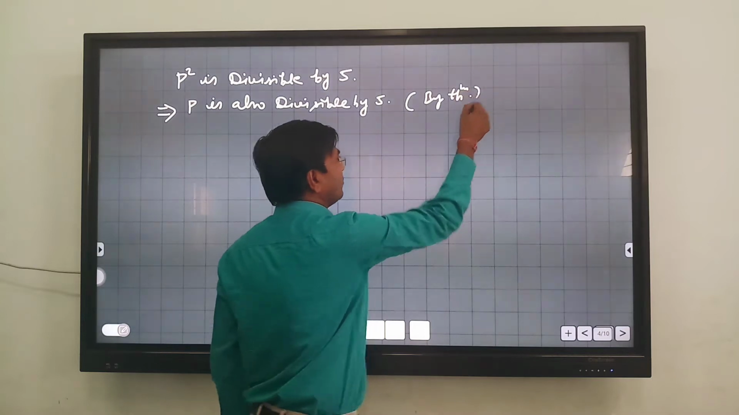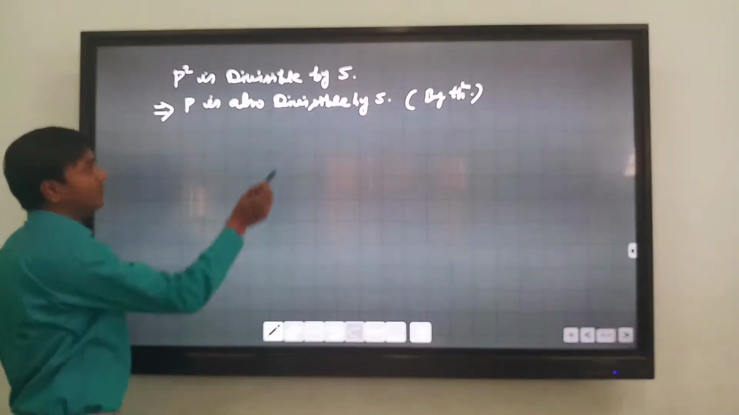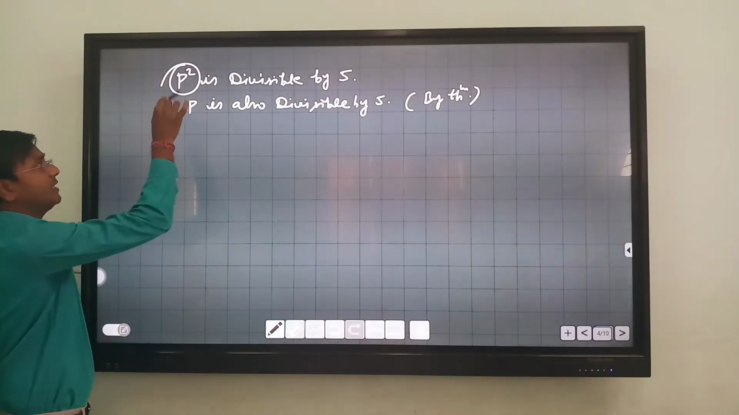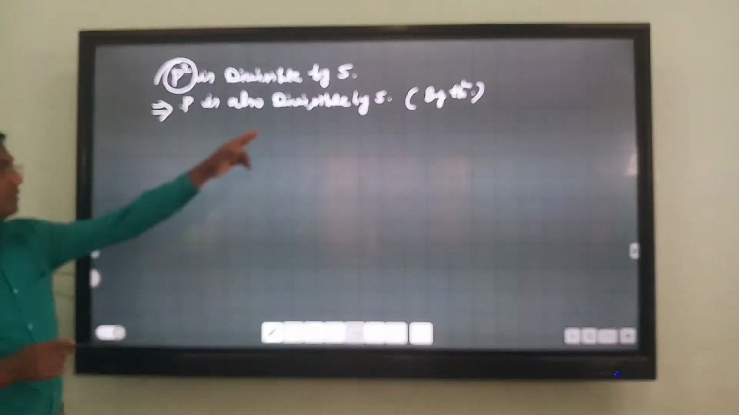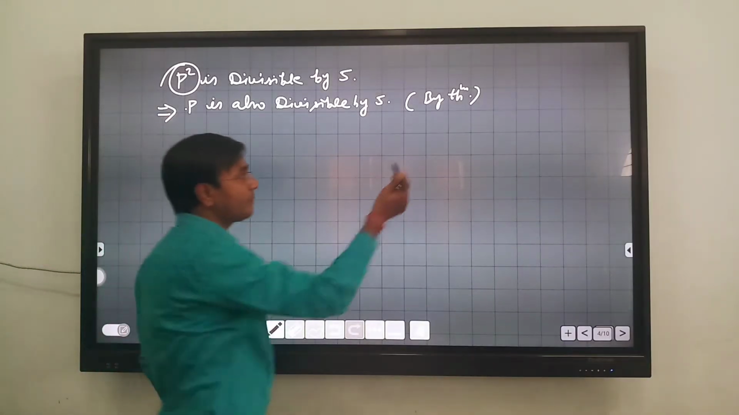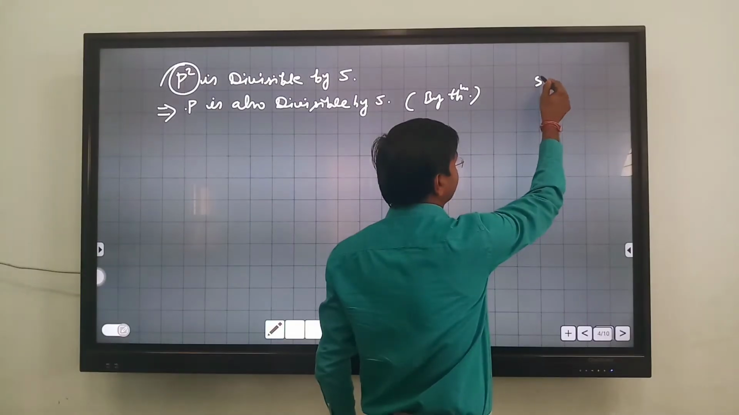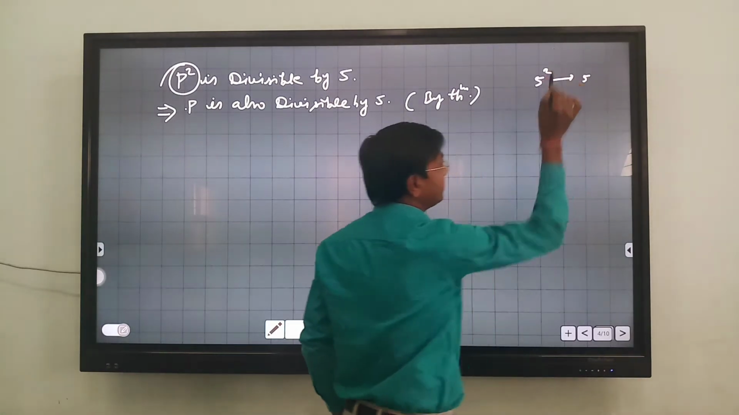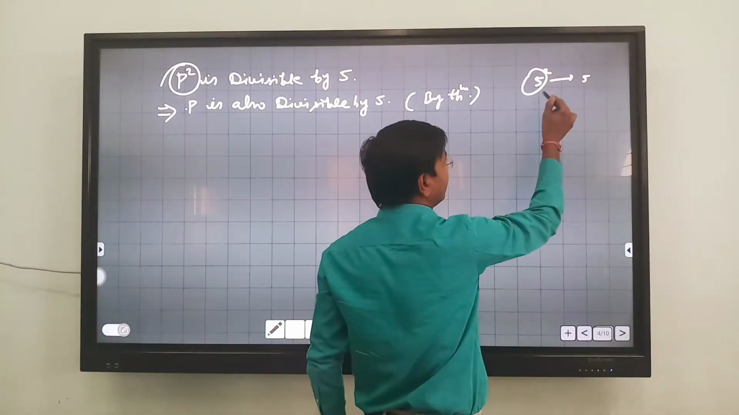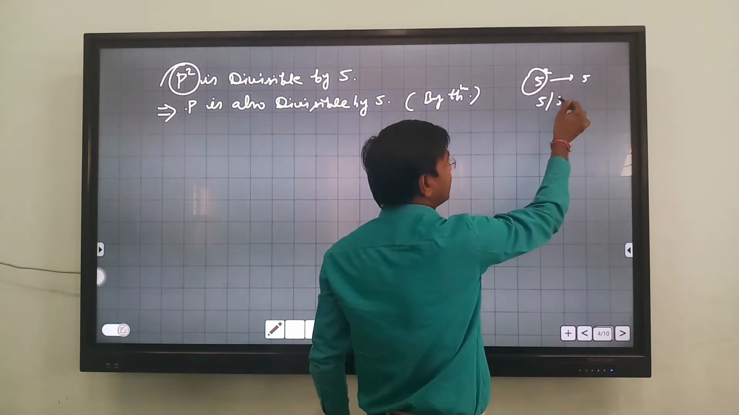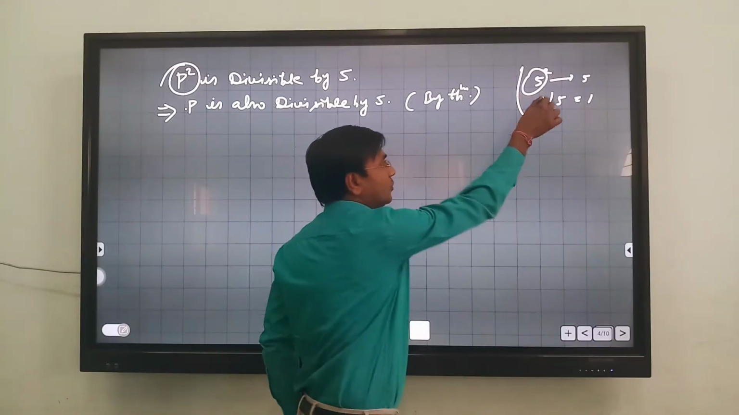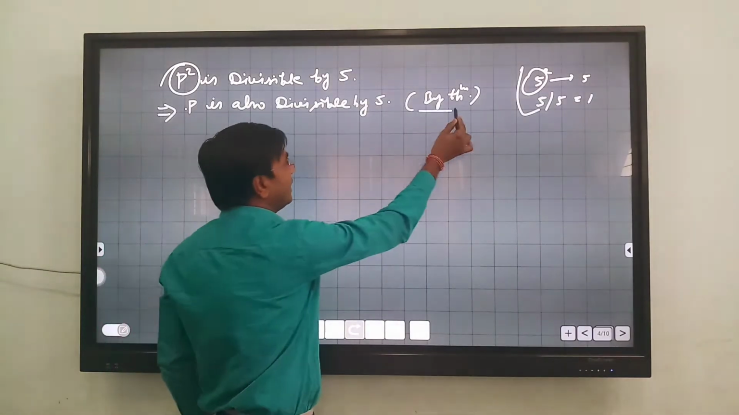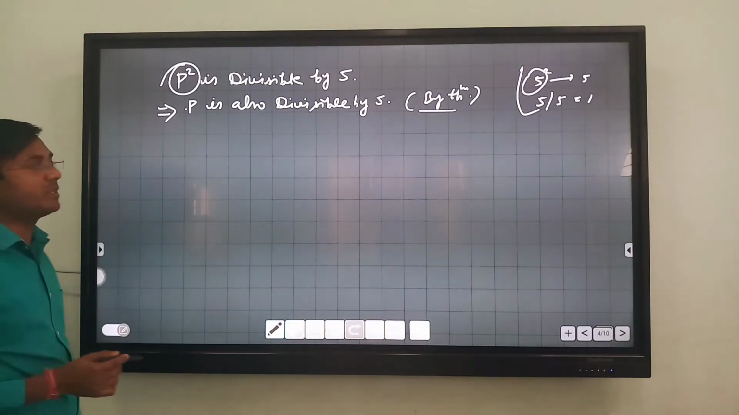You just write by the theorem that if a number 5 divides p square, then the same number 5 also divides p, that is, square without square. For example, 5 square is divisible by 5, and then the number itself, 5, is also divisible by 5. So using this fact, which is also proved in NCERT, we can write by the theorem that this number p is also divisible by 5.